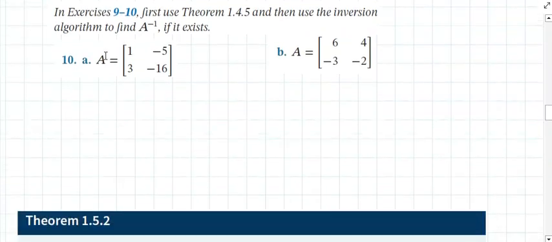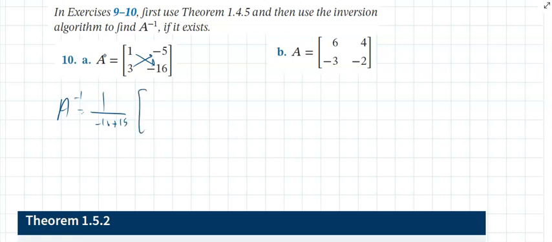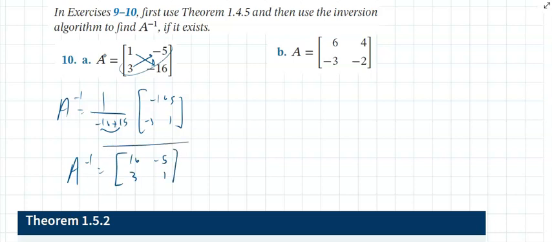So they say, find an inverse if it exists. Well, let's see. First things first. The product of those, is that a 0? That's -16 minus 15. No, it's not. So the inverse of this will be 1 over the determinant, 1 over -16 plus 50 minus a -15. Swap the diagonals and multiply the non-diagonals by a negative. That's a -1. So the inverse to this matrix is simply 16, -5, 3, and a 1.